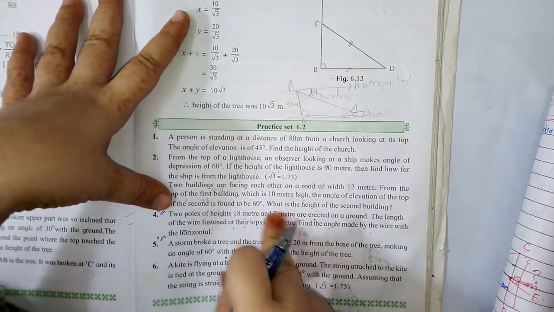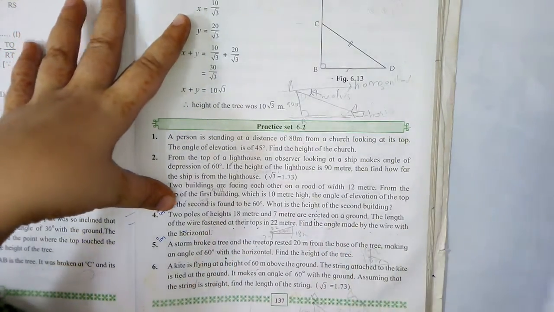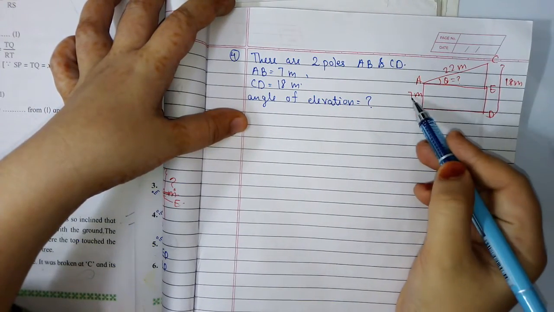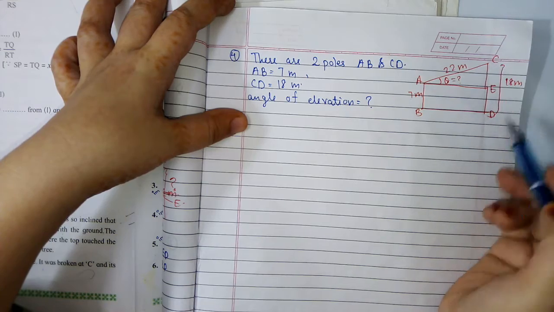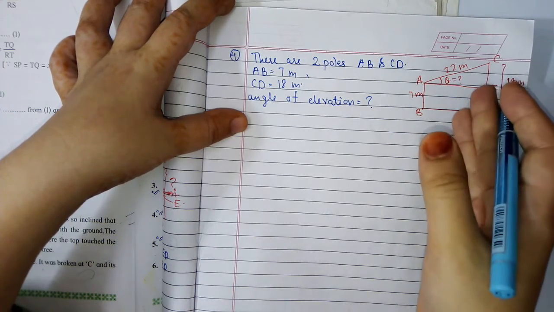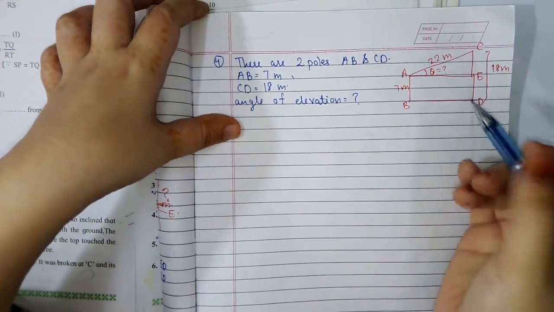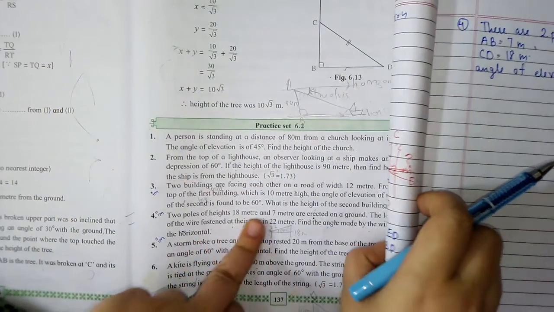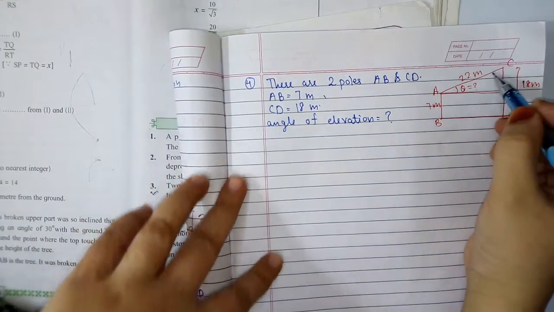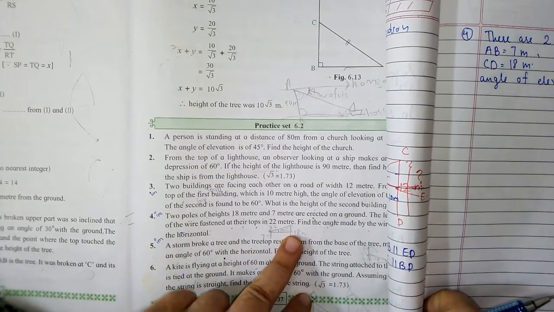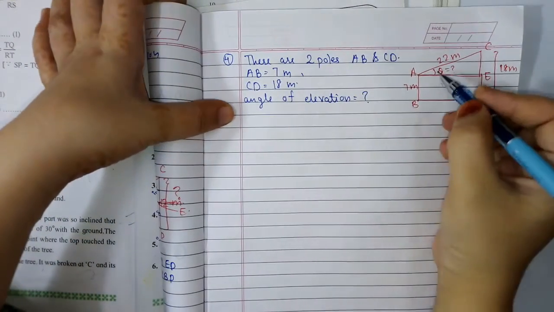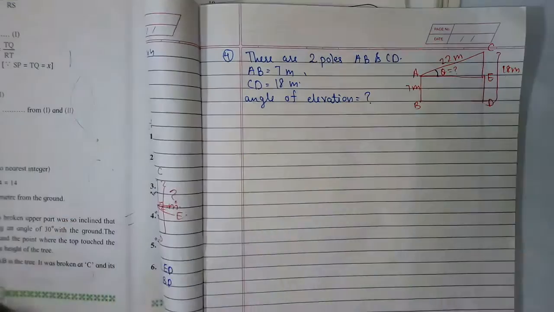I've made a diagram of the two poles. The first pole is AB of height 7 meter and the second pole CD of height 18 meter are erected on the ground, and the wire is fastened at their tops, 22 meter long. We have to find the angle made by the wire with the horizontal line. That means we have to calculate the angle of elevation.